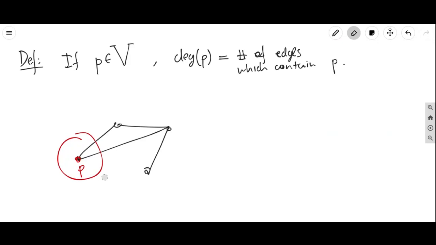Okay, so we have this. The degree would be 2, and then the degree of this one would be 1. There's only one edge that contains it. The degree of this one would be 3. That's the degree.